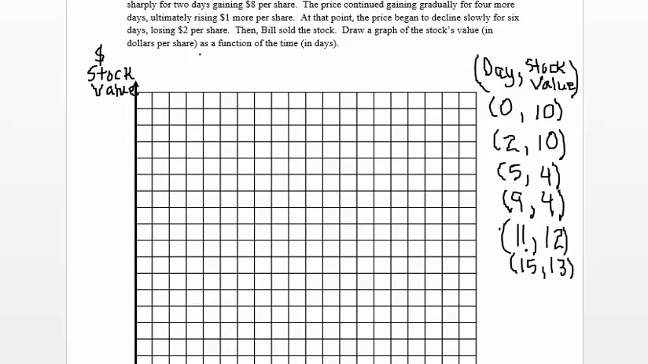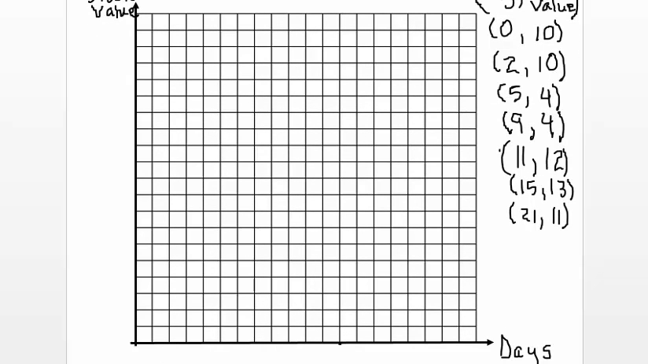At that point, the price began to decline slowly for 6 days, losing $2 per share. So I add 6 to 15, which is 21, and I subtract 2 from 13, which gives me 11. So those are the 7 points that are going to allow me to tell this story with a picture. So I start by plotting the point 0, 10. So that actually lies on the vertical axis.